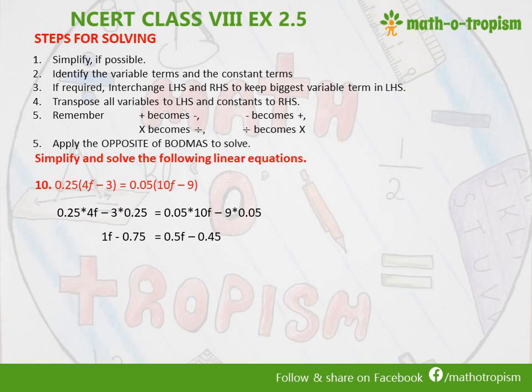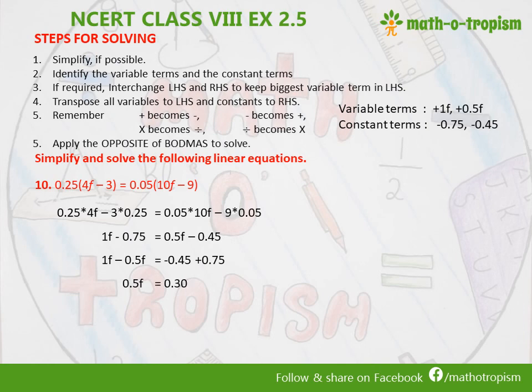So we have the variable terms 1f and 0.5f, and constant terms as minus 0.75 and minus 0.45. So we bring the 0.5f to the left hand side and take the 0.75 term to the right hand side. So it becomes 1f minus 0.5f is equal to minus 0.45 plus 0.75. So this comes as 0.5f is equal to 0.3. So f is nothing but 0.3 divided by 0.5.